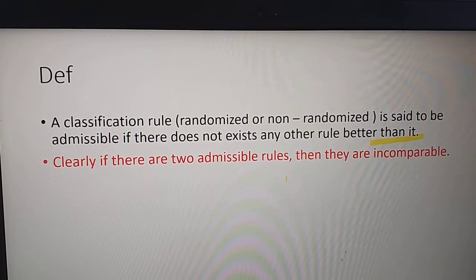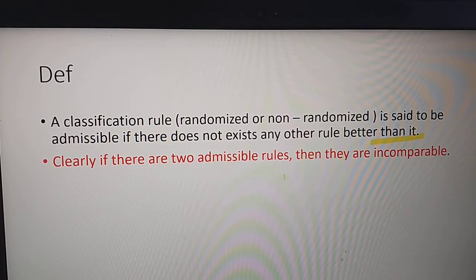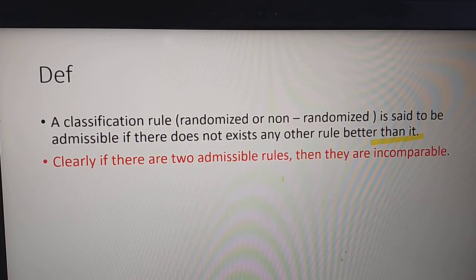We will continue in the next video with some more definitions, and you have to get the idea of these concepts and definitions for today.